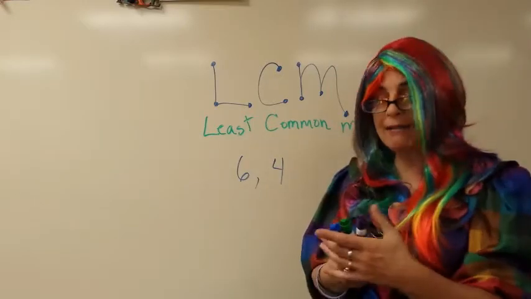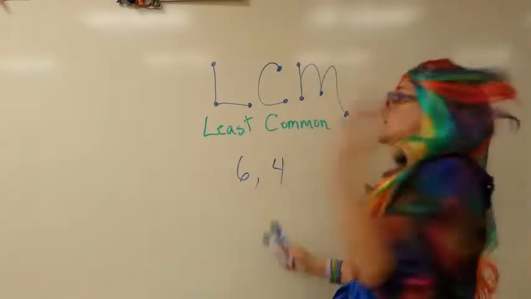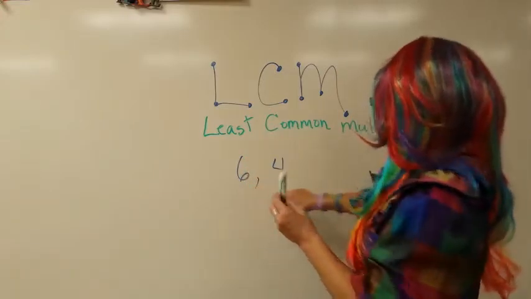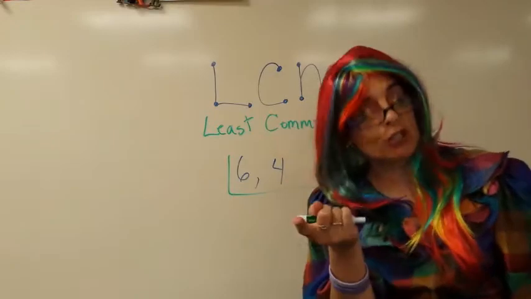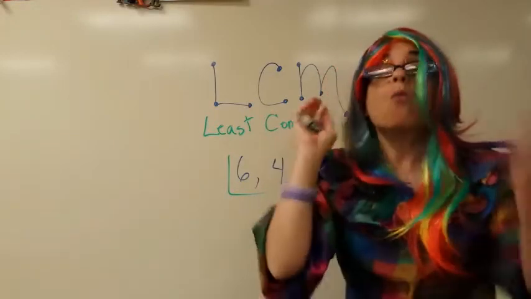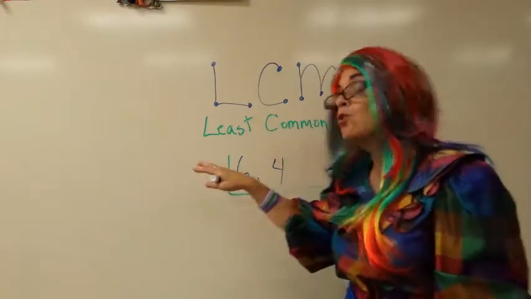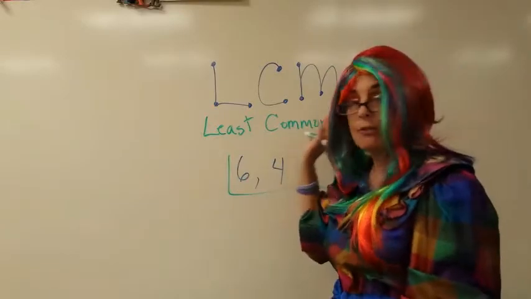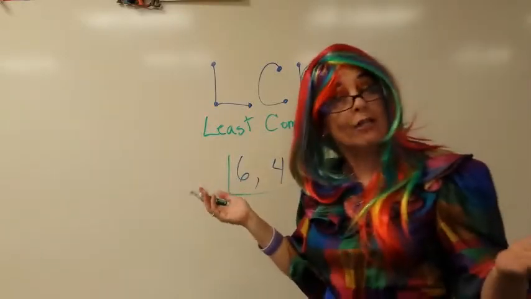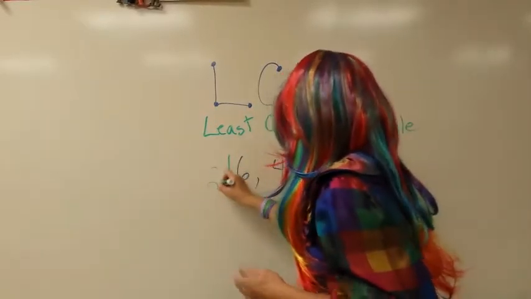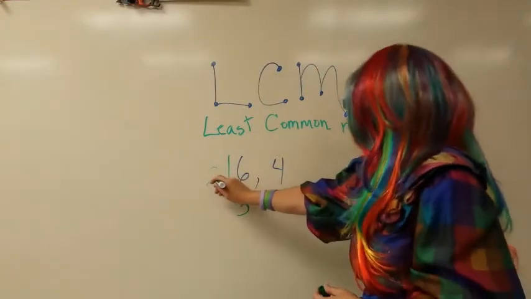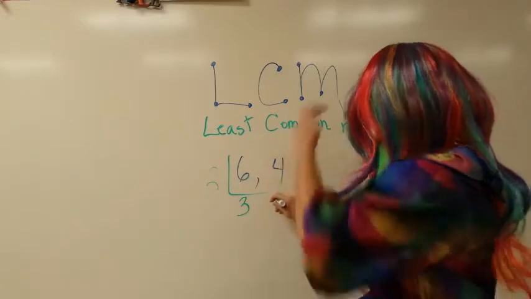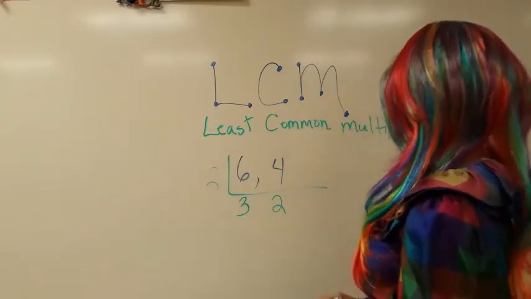The way you find that out is you make a ladder. We'll start off with our 6 and our 4, and let's put our ladder here. Then we say to ourselves, what factor can go into both of these numbers? Well, they're both even, so let's try 2. 2 can go into 6 3 times, and 2 can go into 4 2 times.